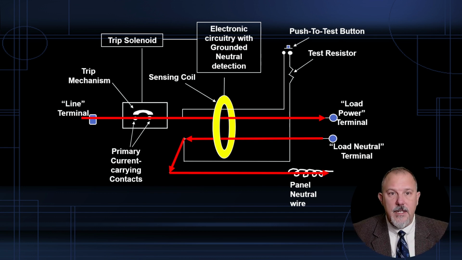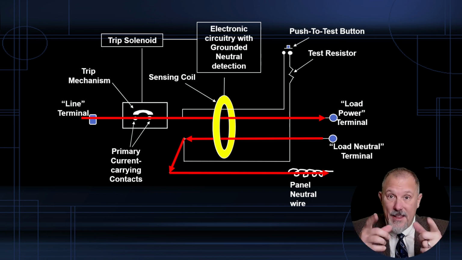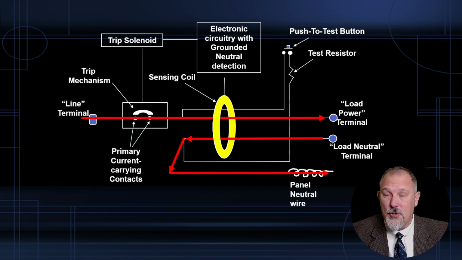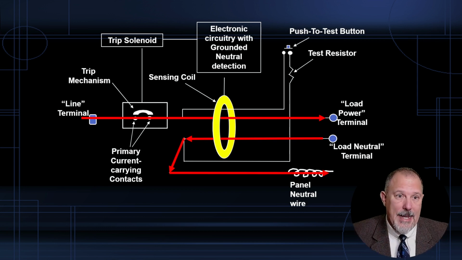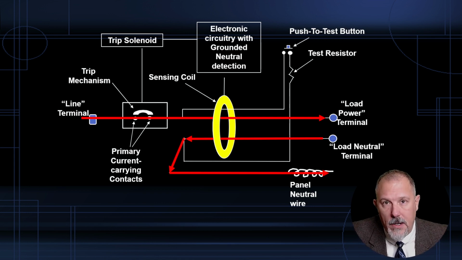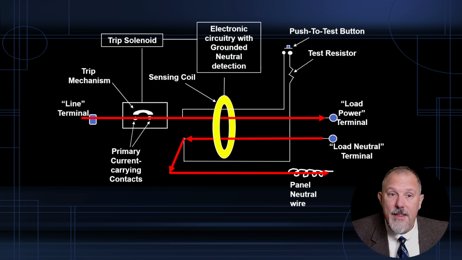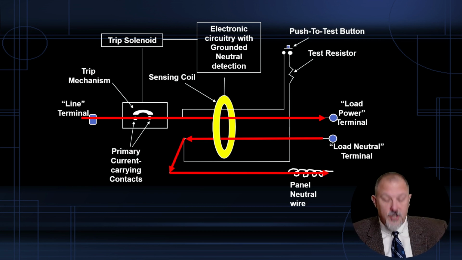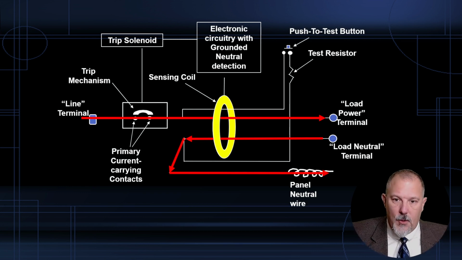The output of the sensing coil goes to electronic circuitry. That was that green board you saw in the picture, which we're going to see again. And in that circuitry, quite often it's a microprocessor. It could be an analog type of design, depending on the manufacturer. That's the recipe. That's the secret sauce, so to speak, of each of the manufacturers and what they bring to the table and how they get this done.